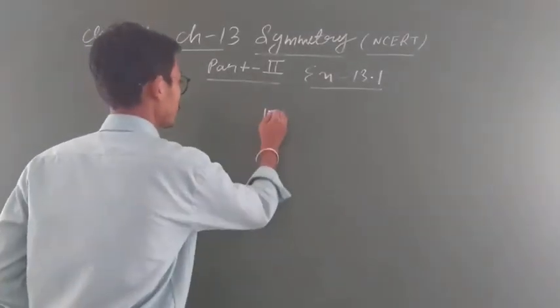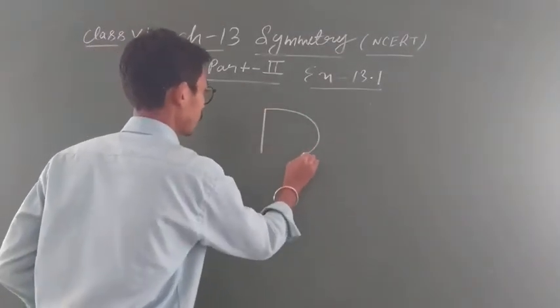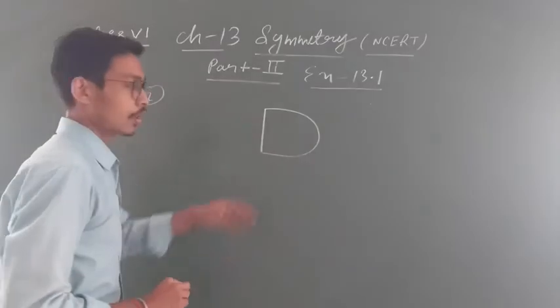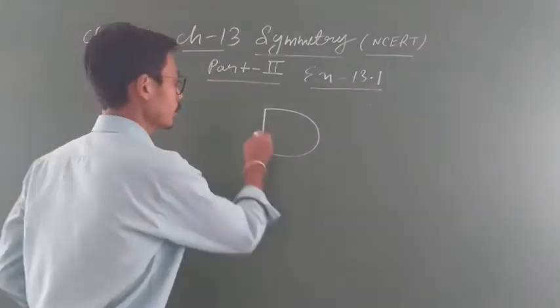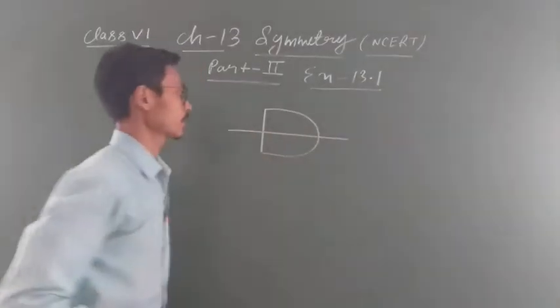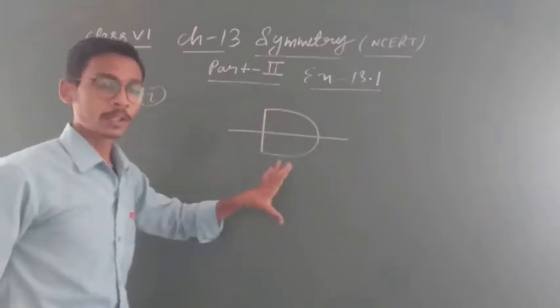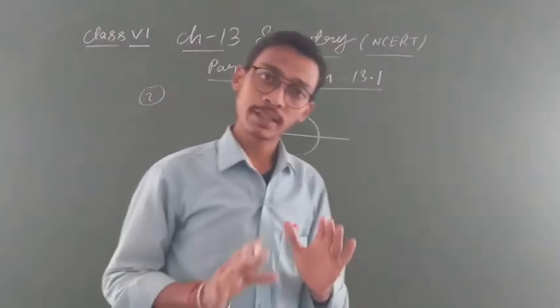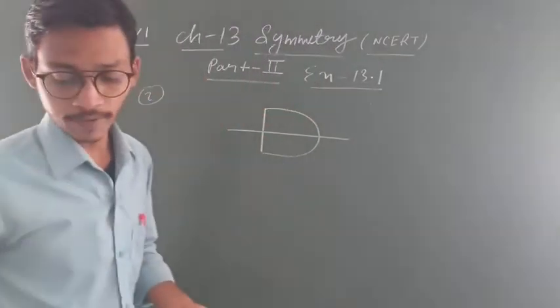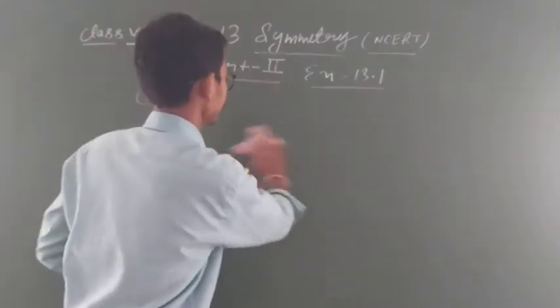Another one I am going to show, like this diagram. So how will you find the line of symmetry, students? You will find this type of line of symmetry. Look, this horizontal line divides the diagram into equal parts, so this is our line of symmetry. Clear everyone? So by this we will find the line of symmetry in your diagram.